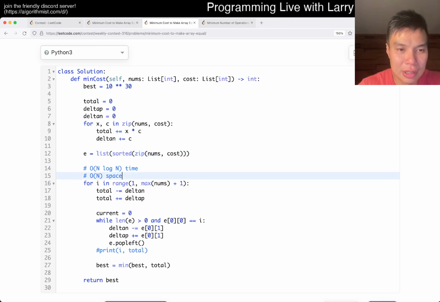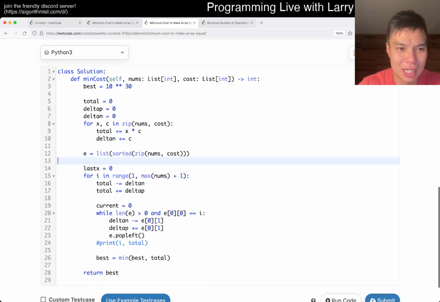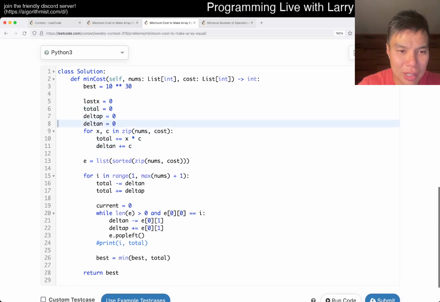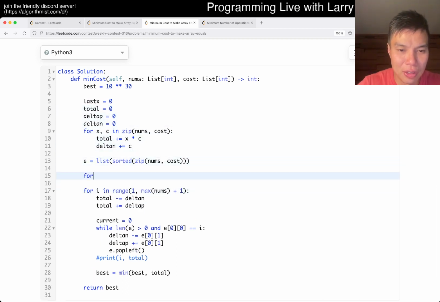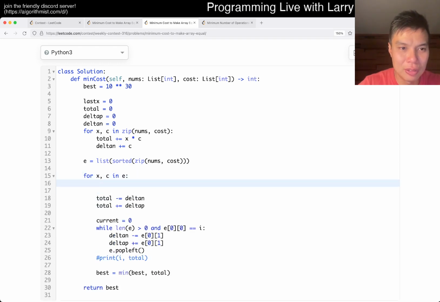So let's say now we have e, and then maybe now we have last x is equal to 0, right? So then now let's say we have for xc in y, what do we do, right? Well, so delta is equal to last x minus last x, and then now we do this, right?